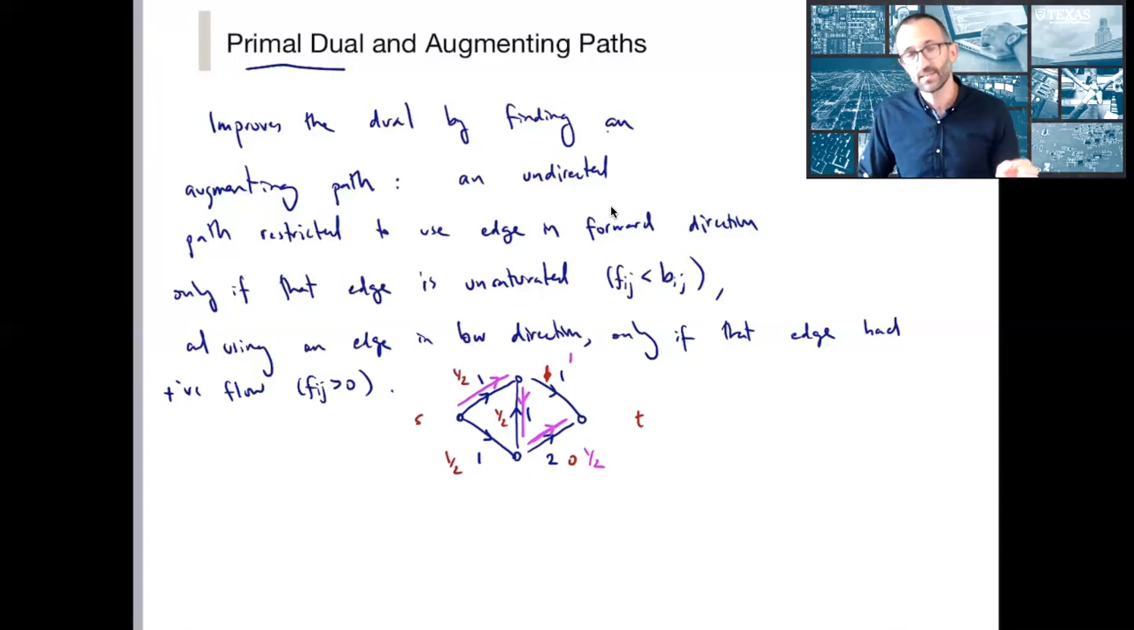By sending epsilon flow through this augmenting path, I'm going to increase the flow of any edge that was used in the positive direction. Hence, I can only choose non-saturated edges. I'm going to decrease the flow of any edge that I use in the negative direction. Hence, I can only use edges that had strictly positive flow, so they're able to be reduced. So it's those two things.